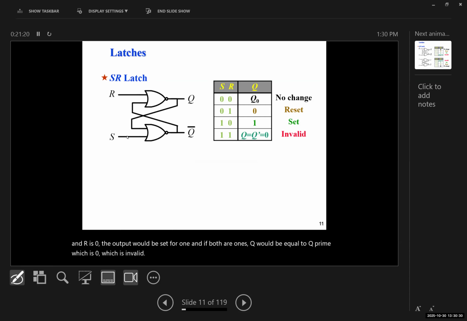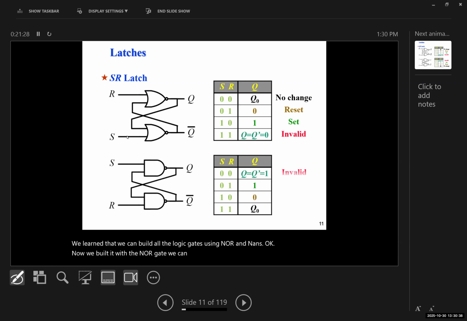Now, we learned that we can build all the logic gates using NOR and NANDs, okay? Now we built it with a NOR gate. We can also build this with a NAND gate. It's going to be the exact same thing. The only difference is with the set and reset, and the valid and invalid, those just switch. And I could prove it to you as well. Let's do a small proof.